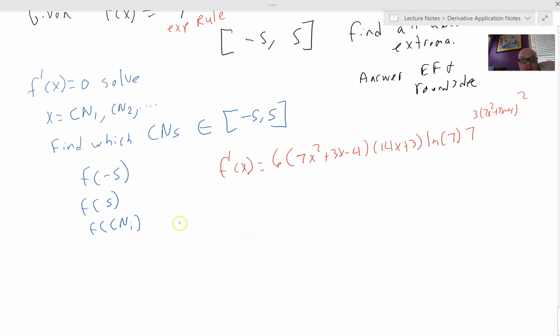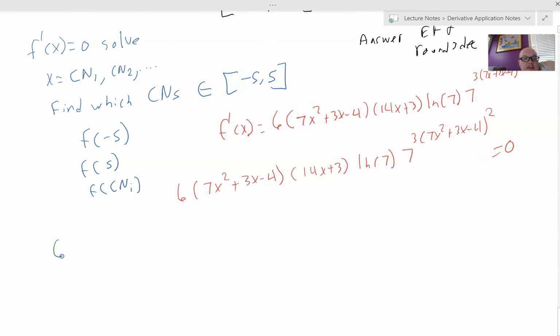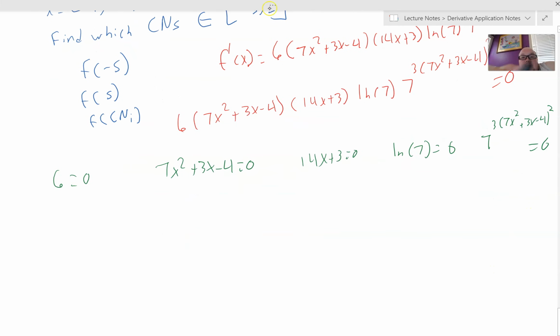Now we solve it equals 0. So 6 times 7x squared plus 3x minus 4 times 14x plus 3 times ln of 7 times 7 to the 3 times 7x squared plus 3x minus 4, all squared equals 0. Alright, well, since these are all multiplied and equal 0, we can separate this. We can say, okay, 6 equals 0. 7x squared plus 3x minus 4 equals 0. 14x plus 3 equals 0. ln of 7 equals 0. And then our 7 to the 3 times 7x squared plus 3x minus 4, all squared equals 0. And now we solve these individually.